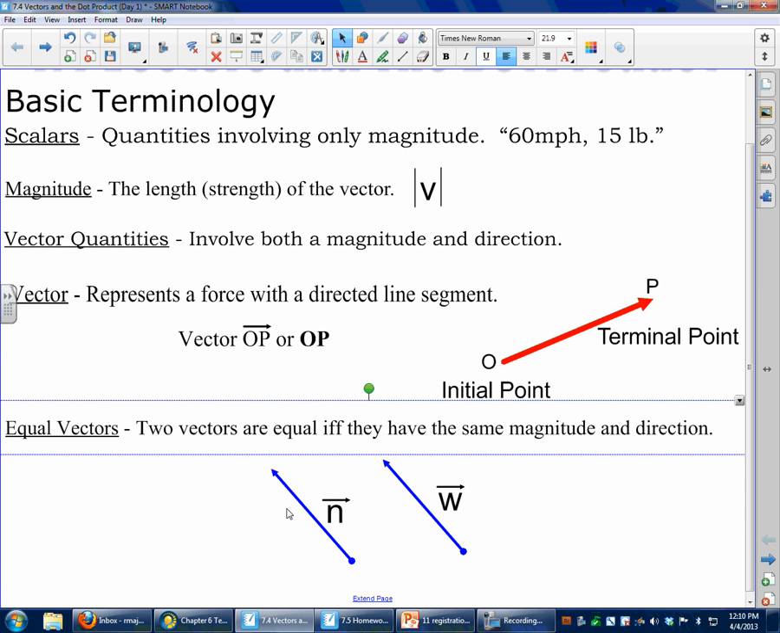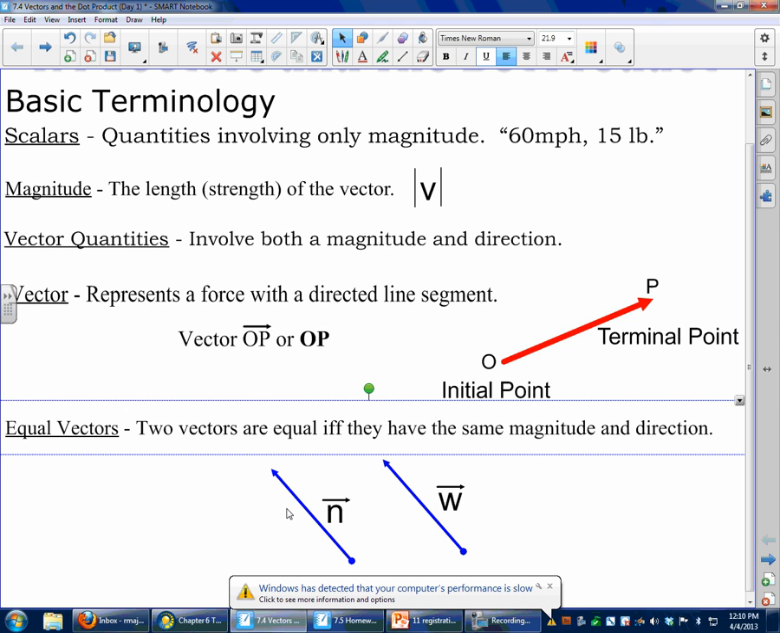A lot of the things that come up with vectors are determined not necessarily by equal vectors, but maybe opposites. What forces do we need to apply to a certain vector to get it to cancel out, essentially?